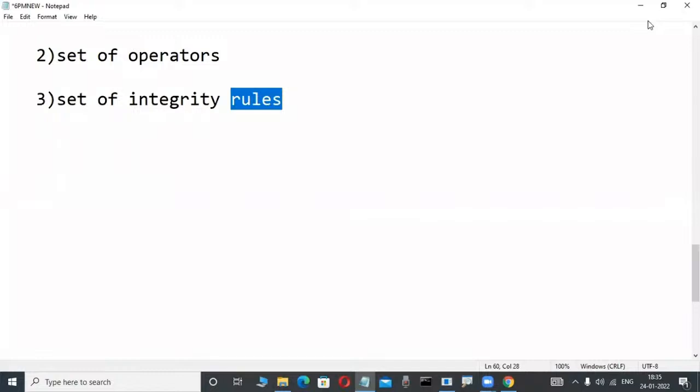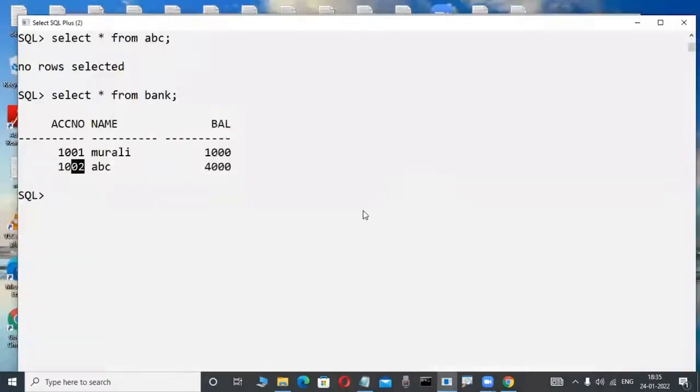Without those rules, you are unable to handle. Yes, really, we are unable to handle. How is it possible? Now check it out. For example, I'll give a simple example.